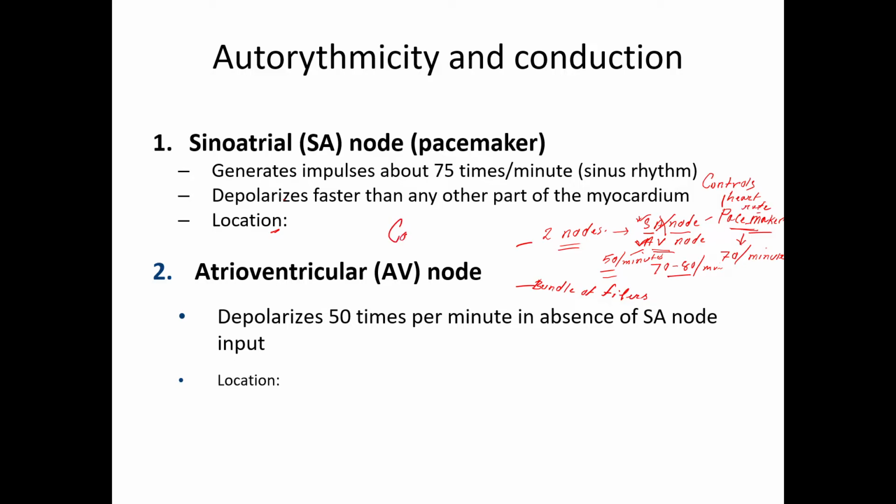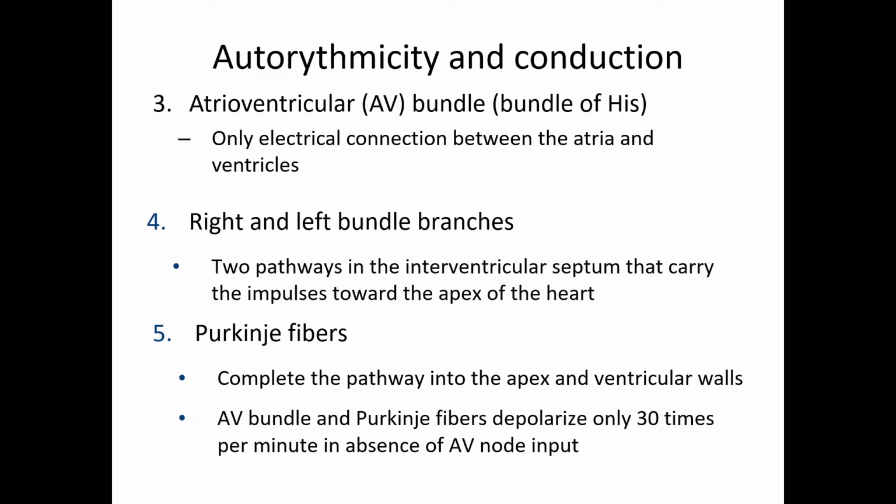So conduction system or conductive system, same thing. Conductive system includes two nodes, SA node and AV node, and the fibrous structures. So we'll see what are those fibrous structures. AV bundle, which is also called bundle of His, right and left bundle branches, and Purkinje fibers. So those are the structures.